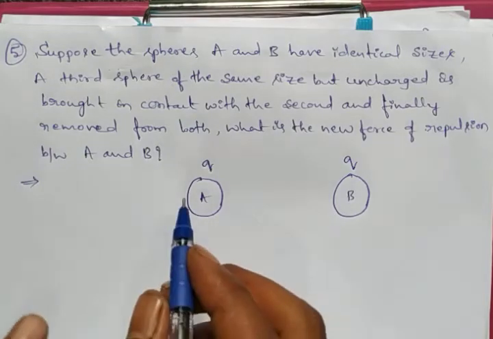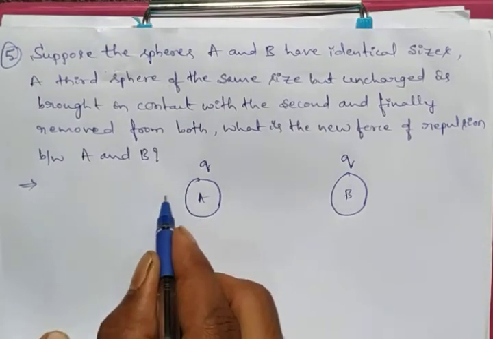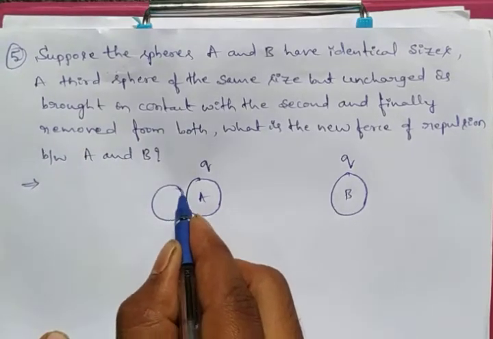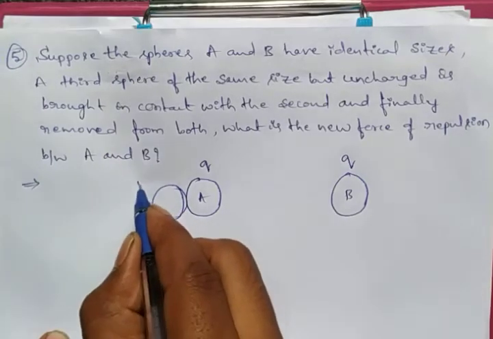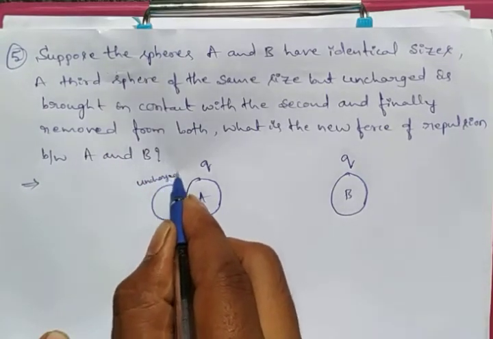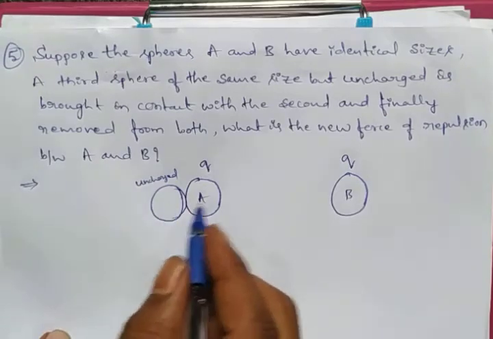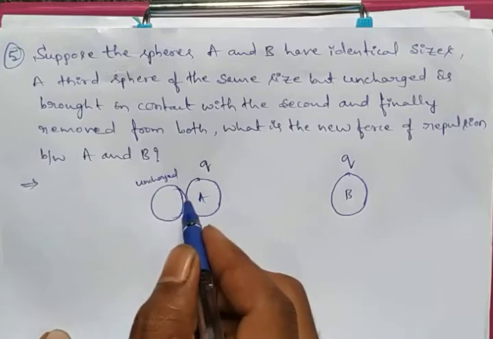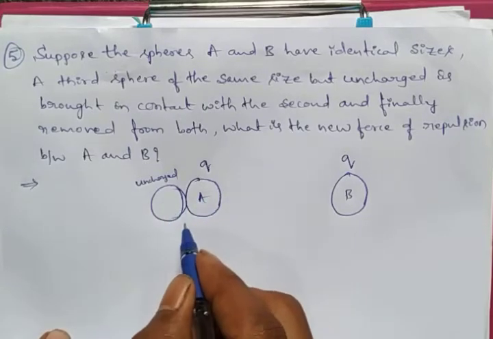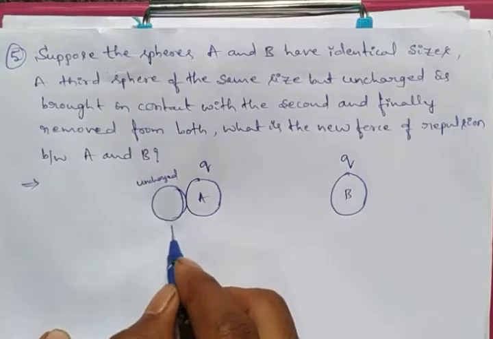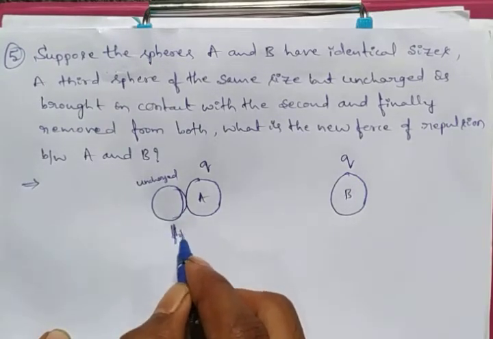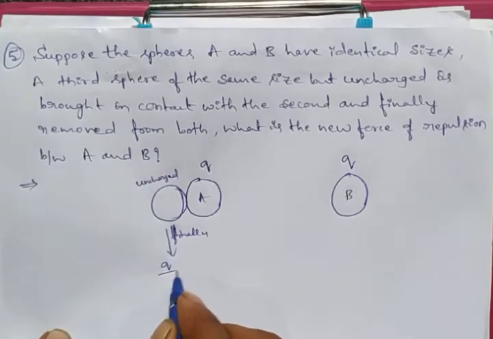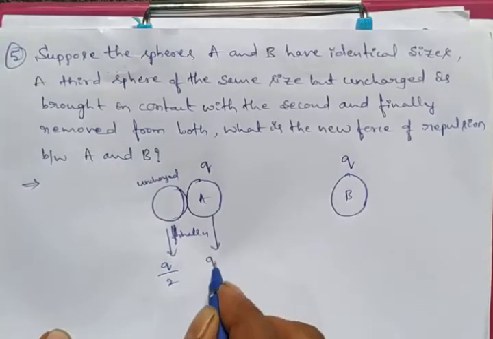Okay, now I will bring one uncharged body and place it in contact with this. Just I placed the contact. In that case, whatever the charge is there, it is distributed equally. Finally the charge on this becomes q by 2, and this becomes q by 2.